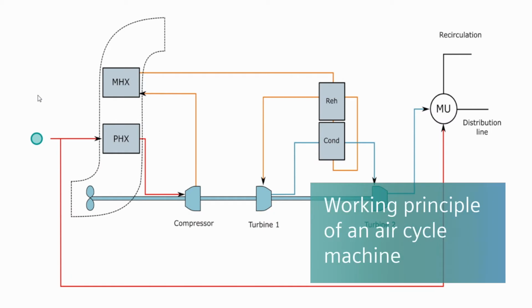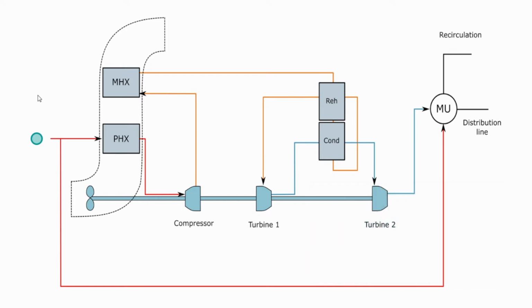Here, you can see a typical schematic of a four-wheel air cycle machine. The compressor, two turbines, and a fan are mounted on the same shaft. Hot air, bled from the engine compressors, passes through the primary heat exchanger, where it is cooled before entering the compressor. Compressed air passes through the main heat exchanger, a reheater, and a condenser before entering the first turbine. At the exit, air humidity is removed by another passage through the condenser, before entering the second turbine. At this point, the cooled air is conveyed to the mixing unit.